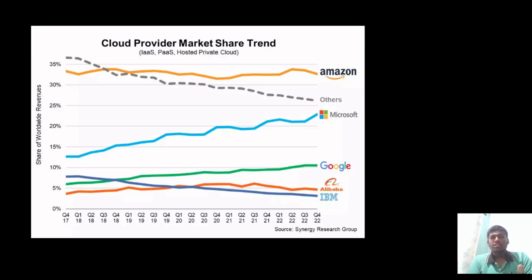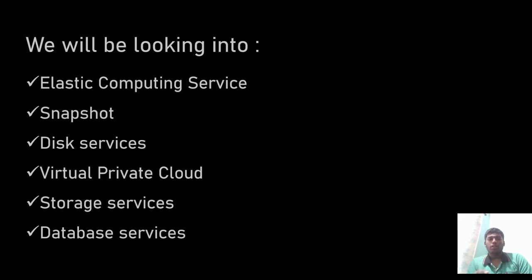So let's jump on to the services that we will be talking about today. So here is Elastic Computing Service, that is ECS. You will know EC2 in AWS if you have some idea about it. Then we will talk about snapshots, then disk services, then VPCs, storage services and the database services. So we won't be stopping here. We'll be looking into many more other services in this video. So stay tuned and watch till the end of the video.